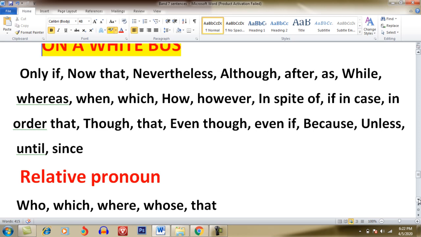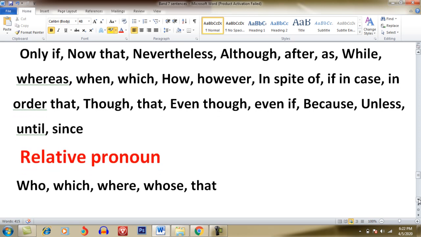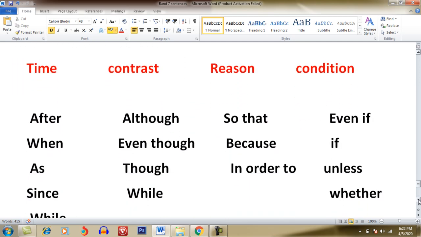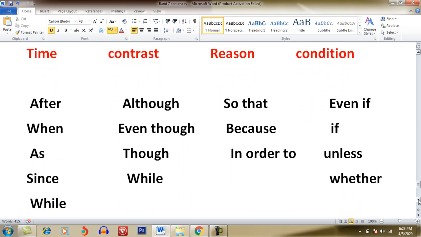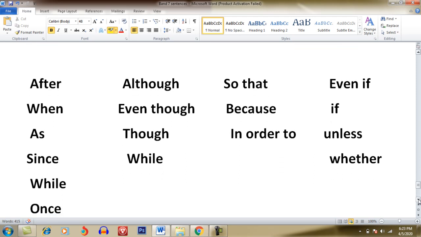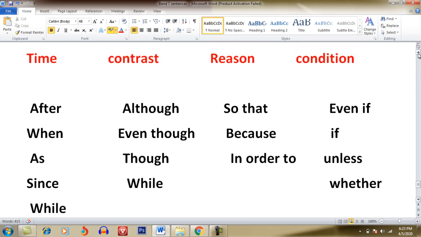You can use these conjunctions in the middle of a sentence as well as at the start of a sentence. For both I have shared examples. Now, how and where will you use these conjunctions? Whenever you are constructing sentences relevant to time, you can use conjunctions like after, when, as, since, while, and once. Whenever you want to talk about something opposite or contrasting, you can use although, even though, and while. Whenever you want to give a reason, you can start your sentence with so that, because, in order to. Or whenever there are conditions, you can start with even if, unless, and whether. So these were the possible conjunctions which I have shared with you.